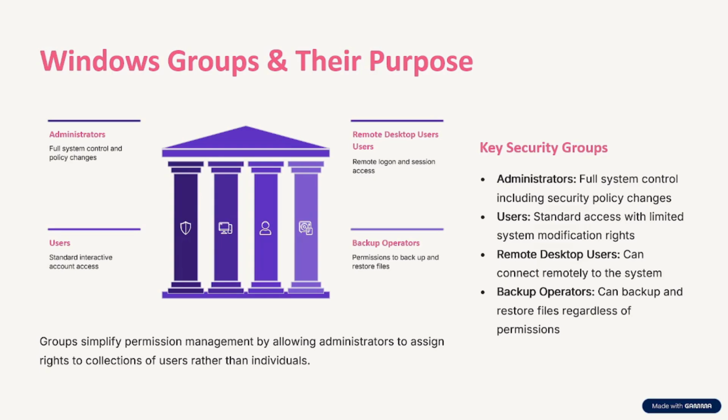Let's summarize the key security groups. The first one is Administrators, who can change security policies and system settings. Second is Users, who have standard access with limited modification rights. Third is Remote Desktop Users, who can log in remotely to the system. Fourth is Backup Operators, who can back up and restore files, sometimes bypassing normal permissions. Understanding these groups is critical in Sec 1 labs.